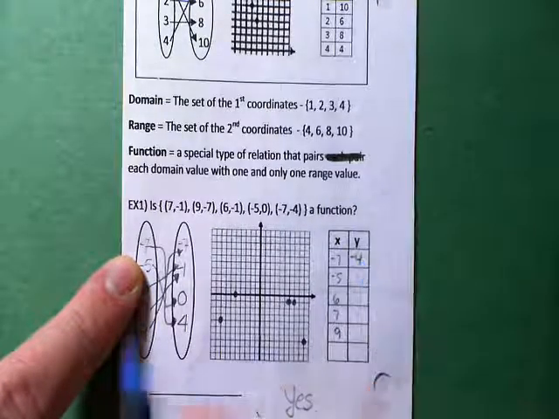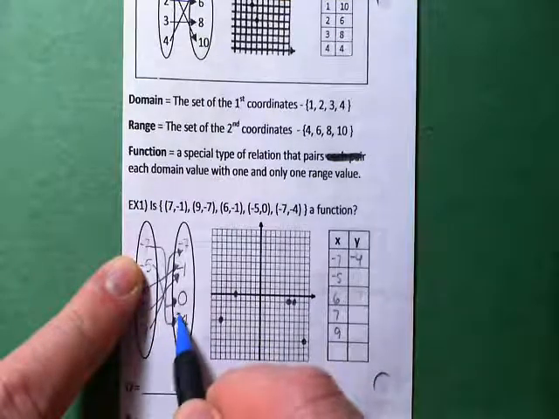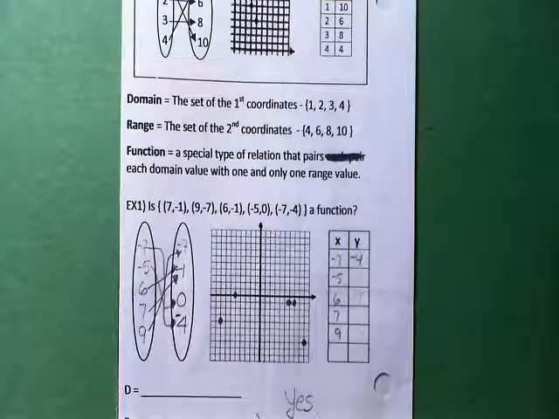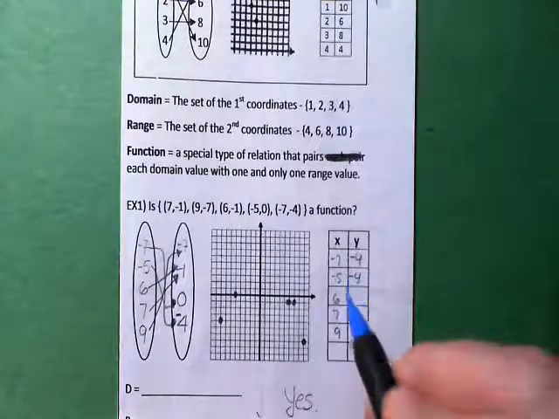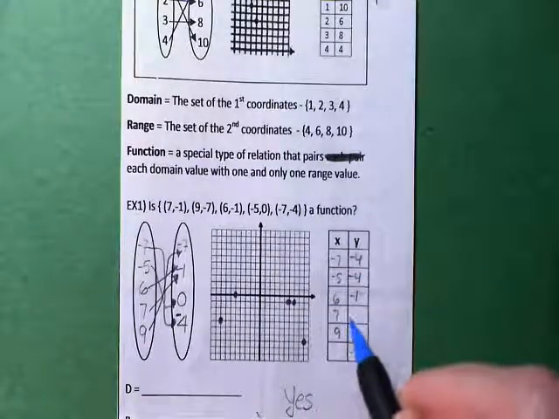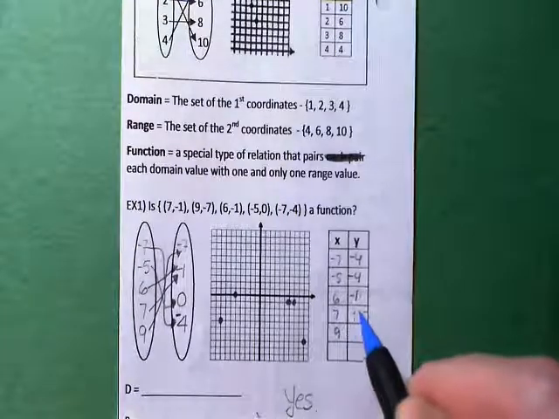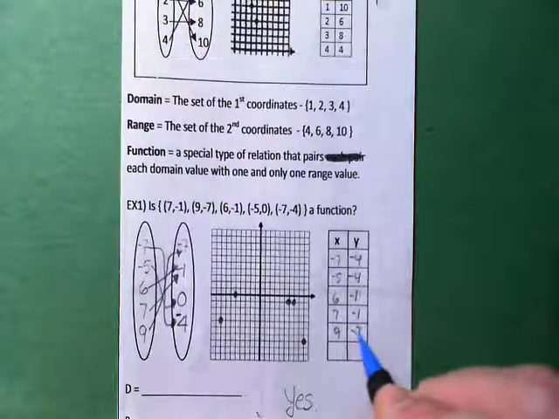and I noticed there that I made a mistake. It's supposed to be a -4, so I apologize for my mistake there. And then -5, -4, 6, -1, 7, and -1, and 9, and -7.